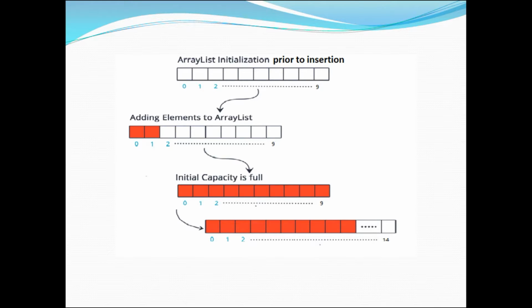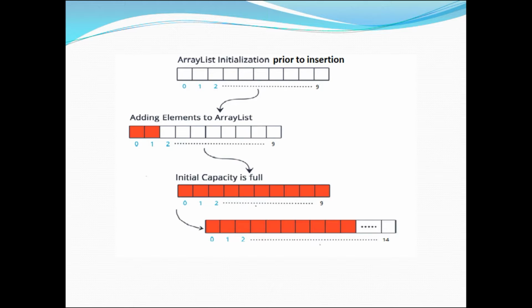So if you want to create an array list object, the initial capacity of the array list is 0. If you start inserting elements into the array list, prior to the first insertion, it will create an array of size 10 internally, and it will start inserting the elements one by one into the array as shown in the PPT.